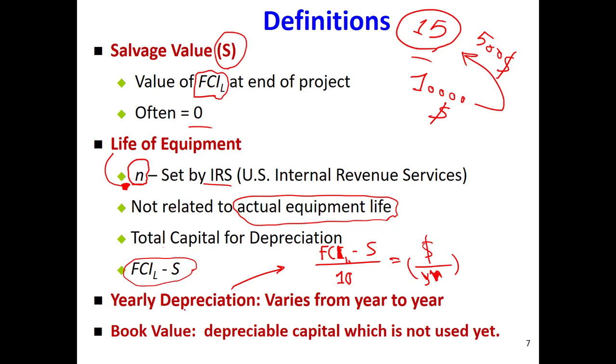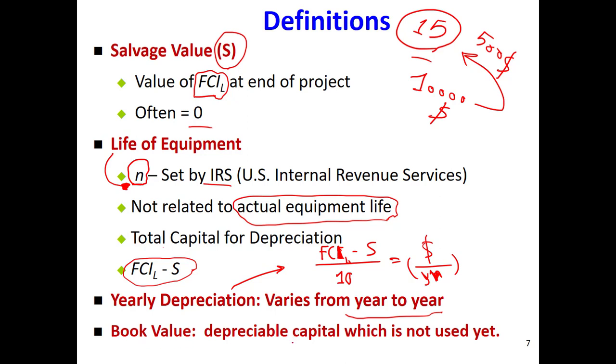But usually the yearly depreciation changes from year to year. This year the equipment will lose, let's say, more value than next year. If you buy a new car, once you get it out of the showroom, the car loses a lot of its price, right? So the first year you lose a lot of money because you already bought a new car, but the second year the money that you lose is not that much. It's something like that.